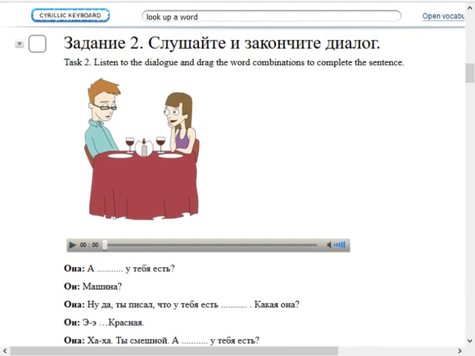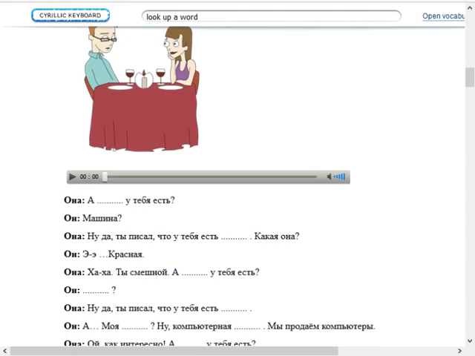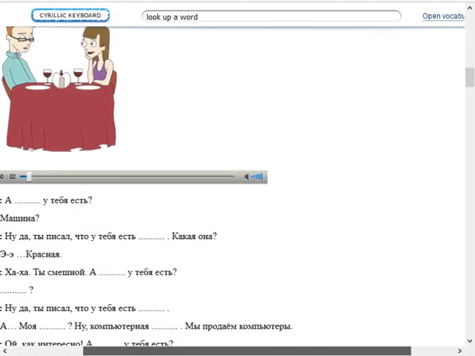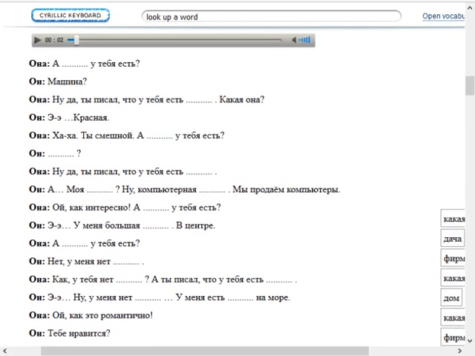Anyway, here we have a dialogue between two people who are only identified as on and ona, he and she, or ona and on, she and he. А какая машина у тебя есть? А какая машина? Here, okay, down here we want to drag in the answers. А какая машина у тебя есть? And which car do you have? So, literally, and which car at you is?